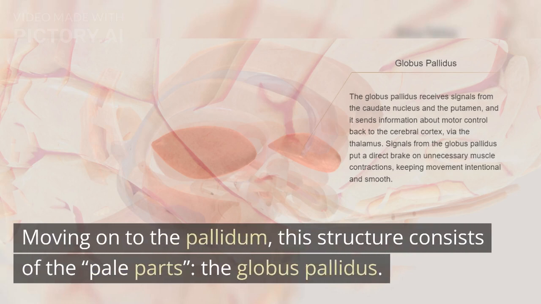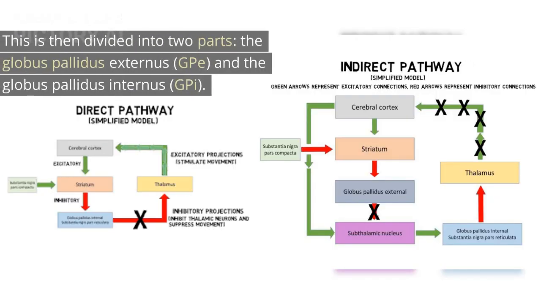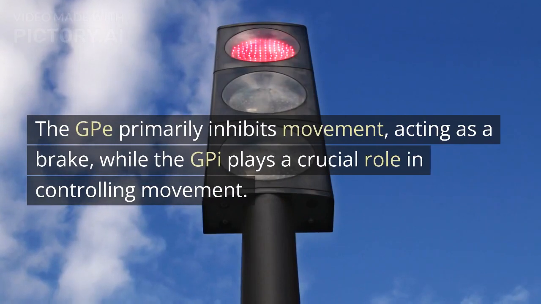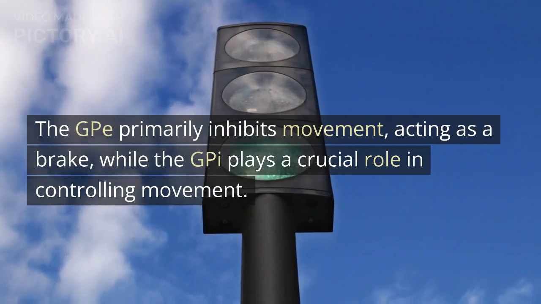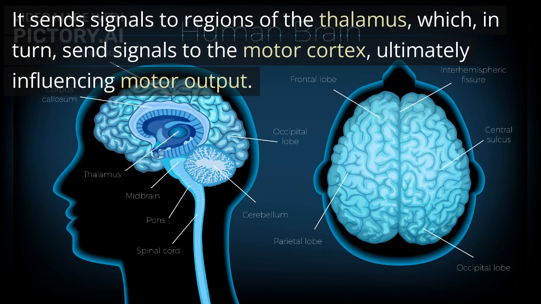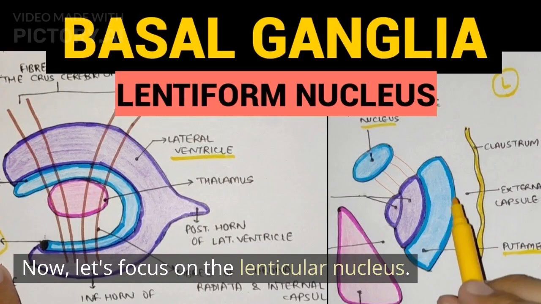Moving on to the pallidum, this structure consists of the pale parts, the globus pallidus. This is then divided into two parts, the globus pallidus externus, GPE, and the globus pallidus internus, GPI. The GPE primarily inhibits movement, acting as a brake, while the GPI plays a crucial role in controlling movement. It sends signals to regions of the thalamus, which, in turn, sends signals to the motor cortex, ultimately influencing motor output. Now, let's focus on the lenticular nucleus.